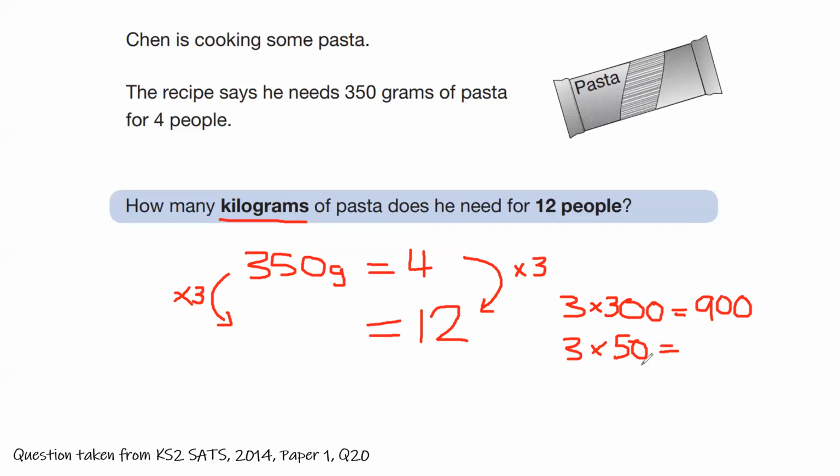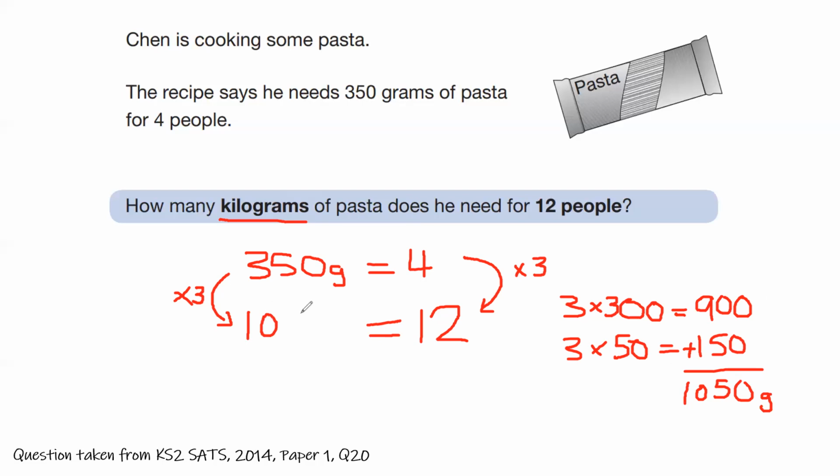We'll do something similar here. We'll forget about the 0 for now. 3 times 5 equals 15. And then we've got 1 zero that we just took off temporarily. We'll pop that back on the end, and we end up with 150. So now, if we add these two numbers together, we'll get the answer for 3 times 350. So 0 plus 0 is 0, 0 plus 5 is 5, 9 plus 1 is 10. So we get 1,050.